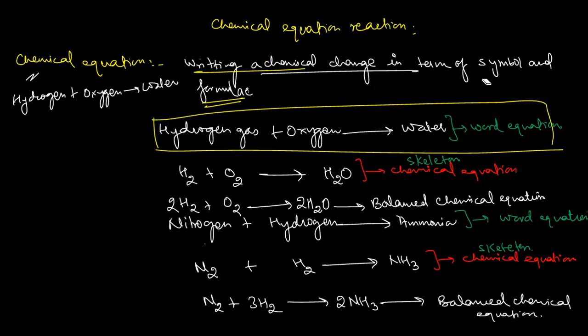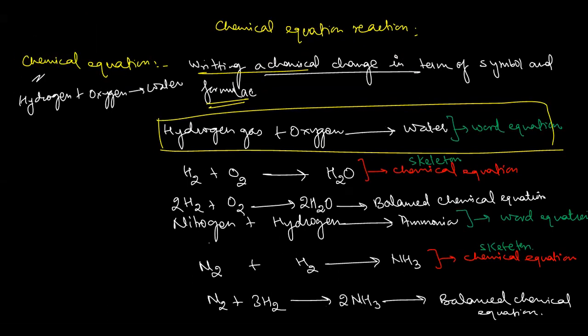a chemical reaction is just when a chemical change is taking place, beta. When we write a chemical change in terms of symbols and formulas, it is called a chemical equation. For example, if hydrogen gas is burned in open air, what would happen?